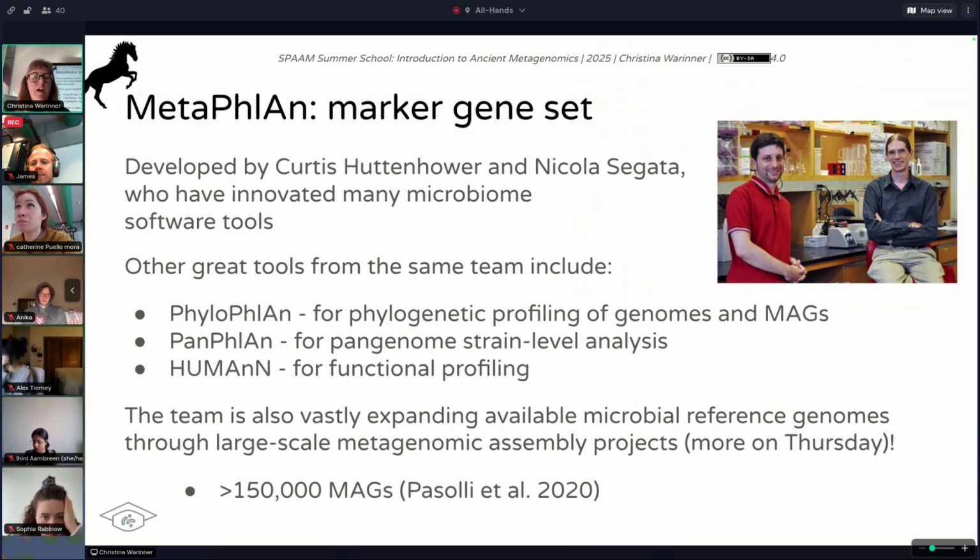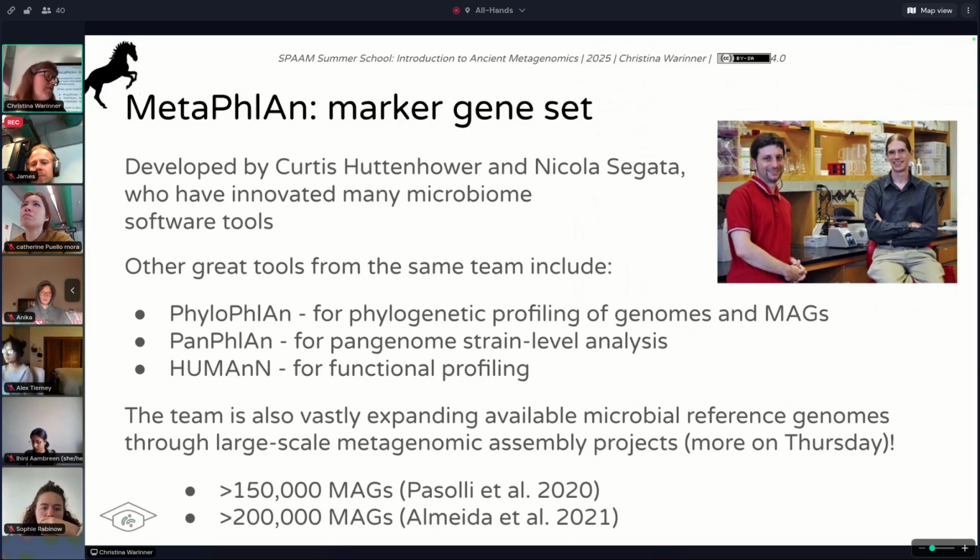But for example, they released 150,000 reconstructed MAGs from the human microbiome in 2020, and then just a year later, another 200,000 MAGs. So they're building up this huge amount of reference data on the biodiversity that is entirely culture-free from these assembled genomes.